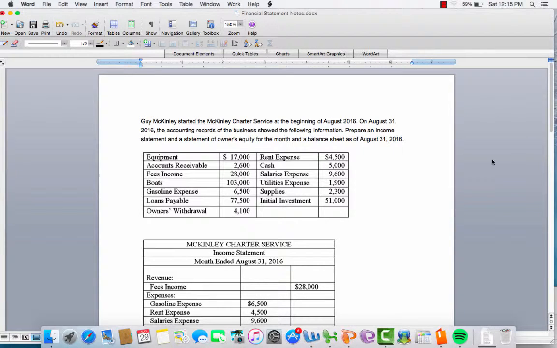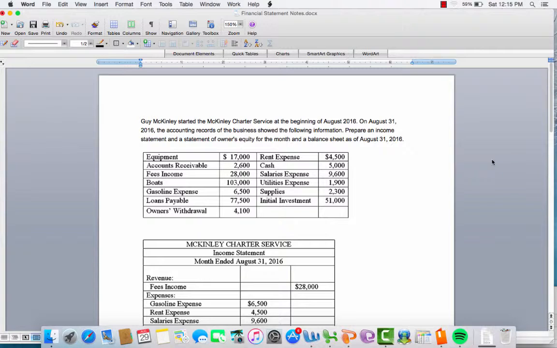Hi there, everybody. In this lecture, I am going to discuss how to prepare financial statements. We're going to work through a problem. We're given the account balances for a startup company. We're going to look at the company after their first month of operations.